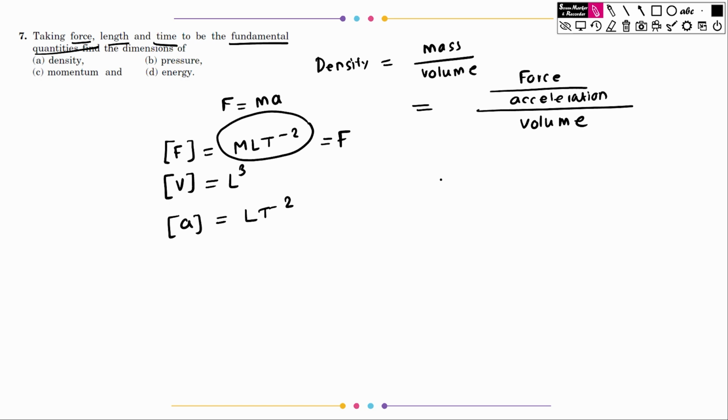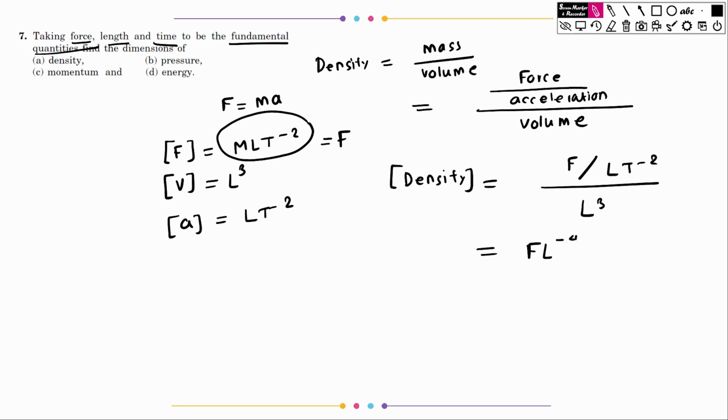So we'll put the values in the main equation, and therefore we can write dimension of density as F divided by LT to the power minus 2 divided by L cube. Therefore, rearranging, we can write the equation as F L to the power minus 4 T square.